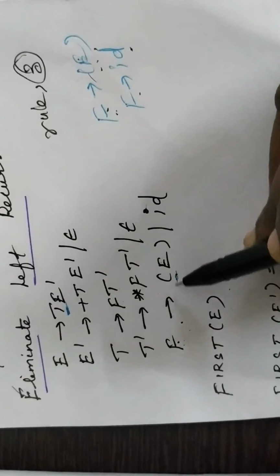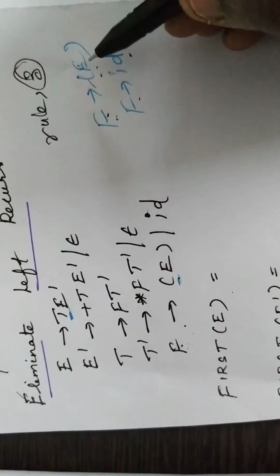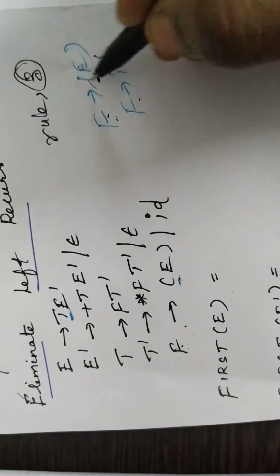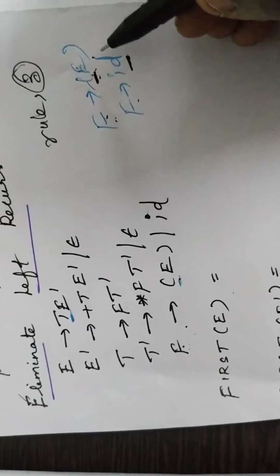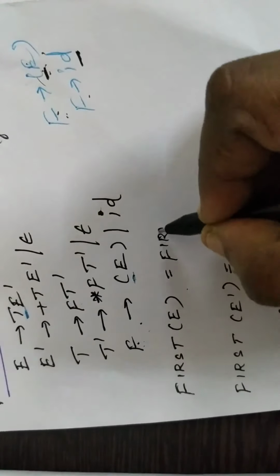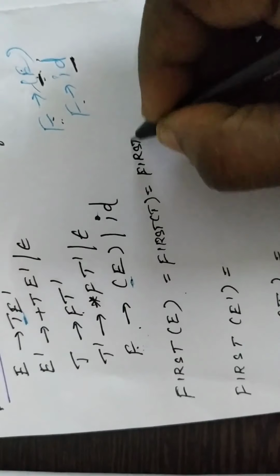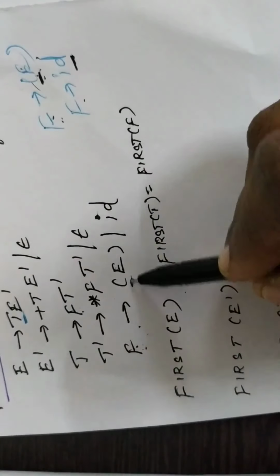What is the first of this production? The first symbol is the terminal open bracket, parenthesis, all are terminals. So we have to add open bracket, and ID is also a terminal, so we have to add ID. So first of E is first of T. What is the first of T? First of T is first of F. What is first of F? First of F is open bracket, ID.